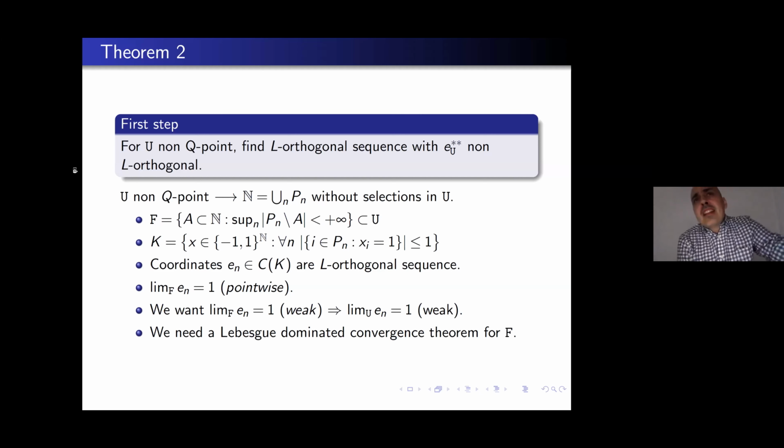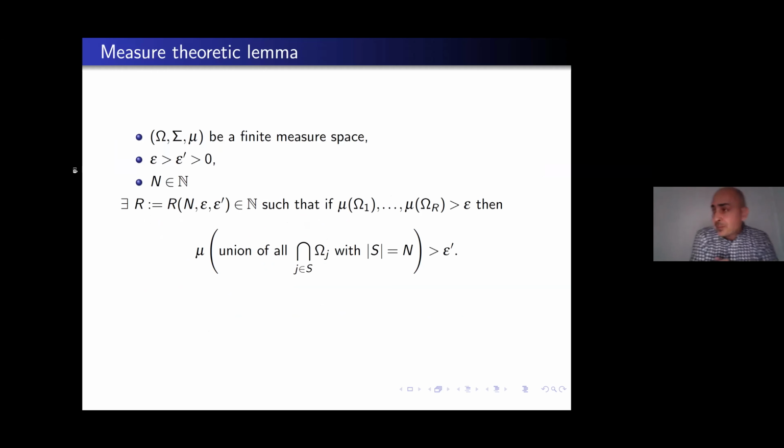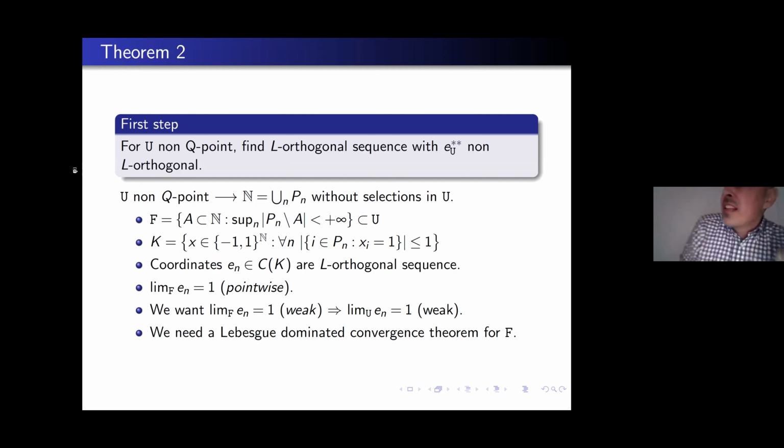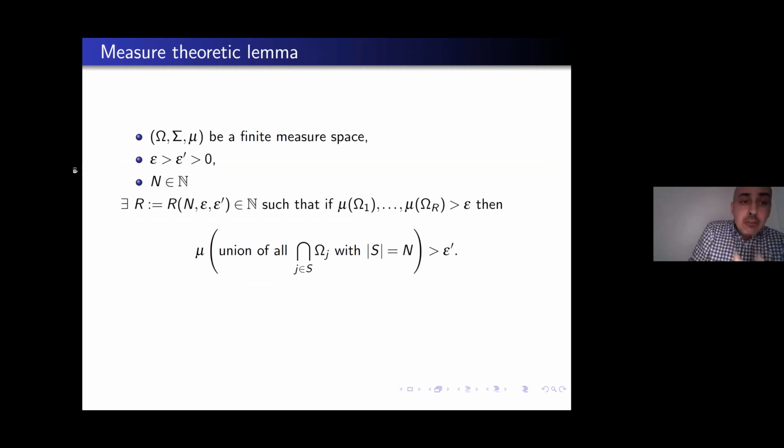But unfortunately, the kind of filters they consider in their work are variations of the so-called statistical convergence filter. But this filter we have here, this F, is not exactly of that form. So we cannot use the results. So we need to actually prove that for this filter F, the Lebesgue dominated convergence theorem works. And I would like to finish my talk by mentioning that, in order to prove this Lebesgue dominated convergence theorem, we need this measure theoretic lemma.